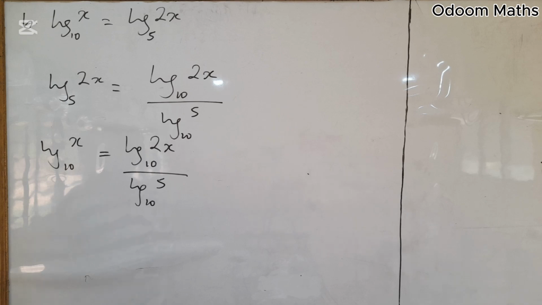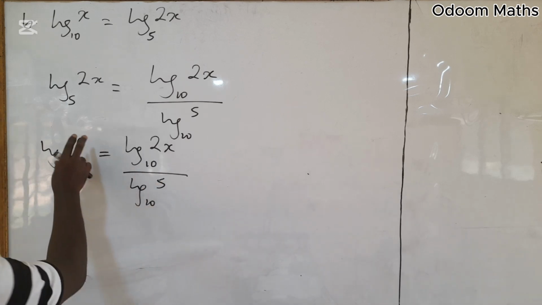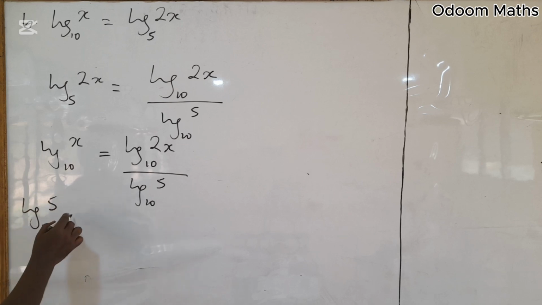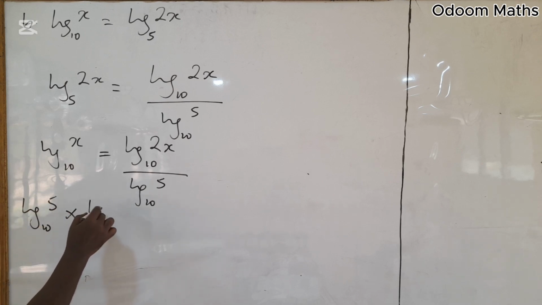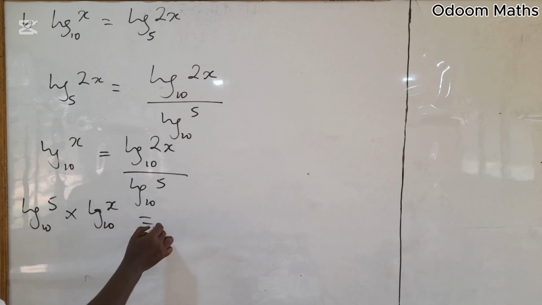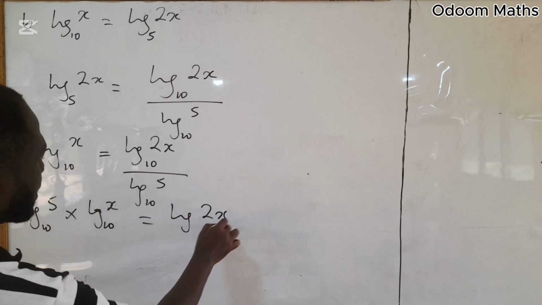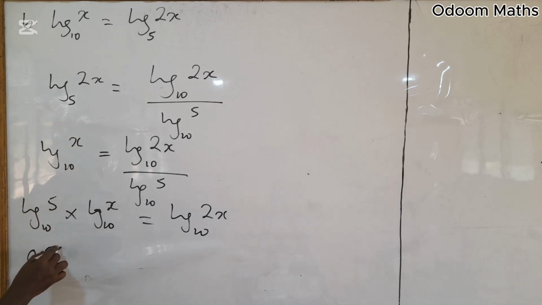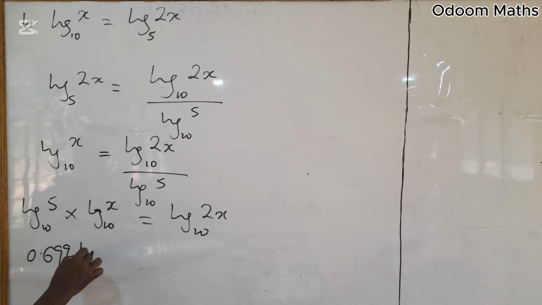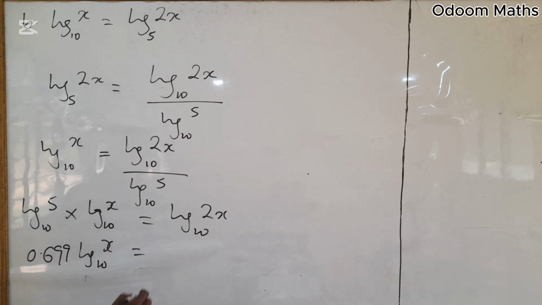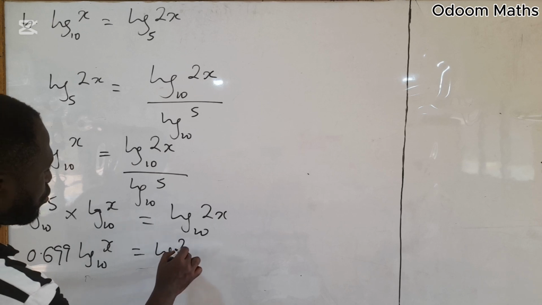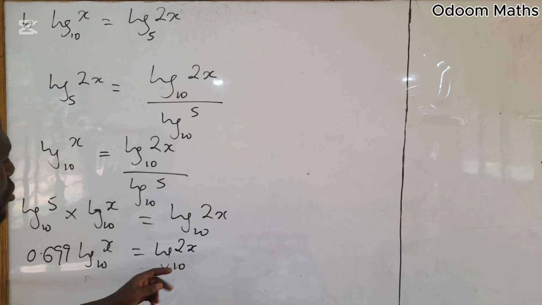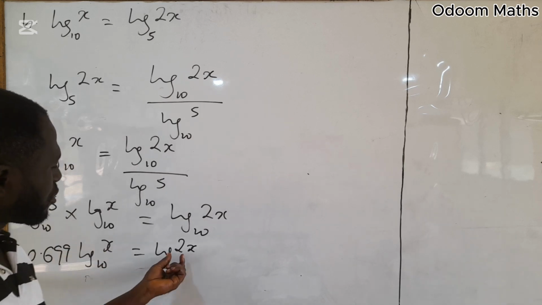Now from here, I need to do cross multiplication. So this will come and multiply this one. So log 5 base 10 times log x base 10 is equal to log 2x base 10. Now this is going to give me 0.699 log x base 10 equals log 2x base 10. And here I can look at the first law of logarithm.